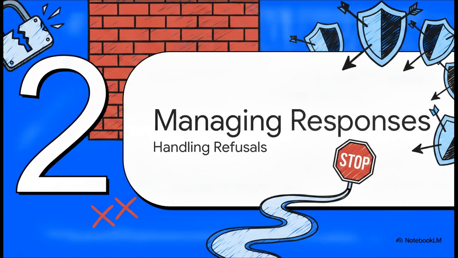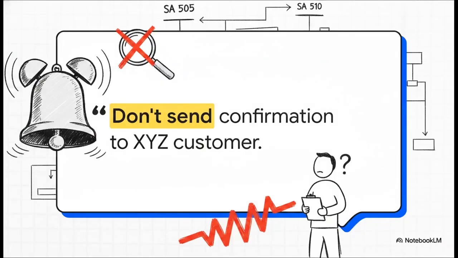Section 2, managing responses and refusals. But what happens when things don't go smoothly? Imagine you're sitting in the boardroom and management looks at you and straight up says, "Don't send a confirmation to XYZ customer." They are putting up a major roadblock. As an auditor, alarm bells should be ringing loudly in your head. You're suddenly facing a potential limitation on the scope of your audit. You definitely can't just nod, agree, and move on.